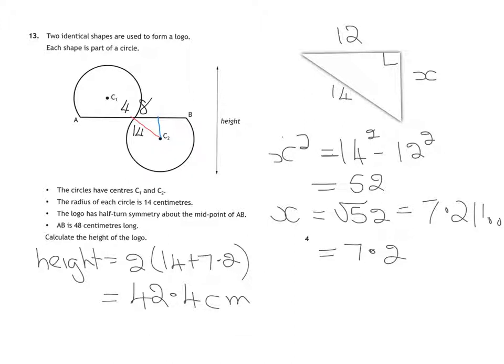Done. Right, marking scheme. If you start out something like this, you are marshalling your facts, you are showing that you're going to use Pythagoras, you're going to get a mark there. Second one, proper use of your Pythagoras statement. Third mark, getting your 7.2, and your fourth mark, getting the total height of the logo. Done and dusted.